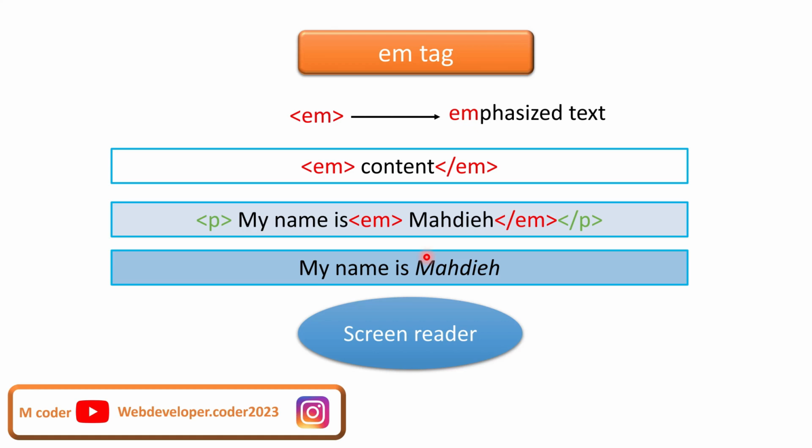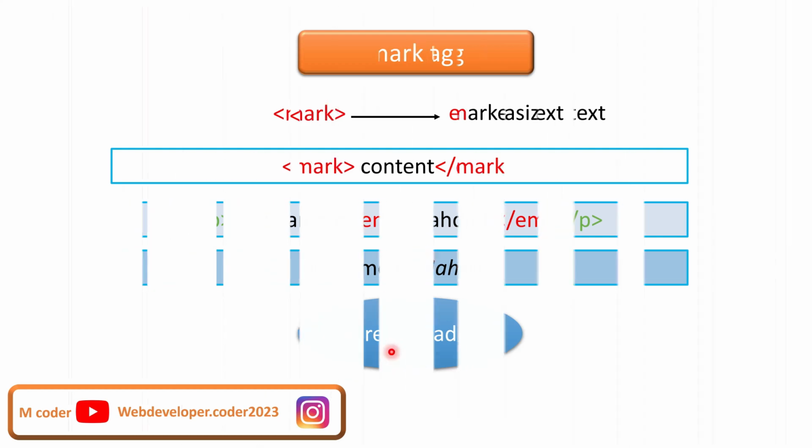For example, we have a text that writes, this article is about HTML training. Now if we put HTML between the EM element, it reads like this. This article is about HTML training.